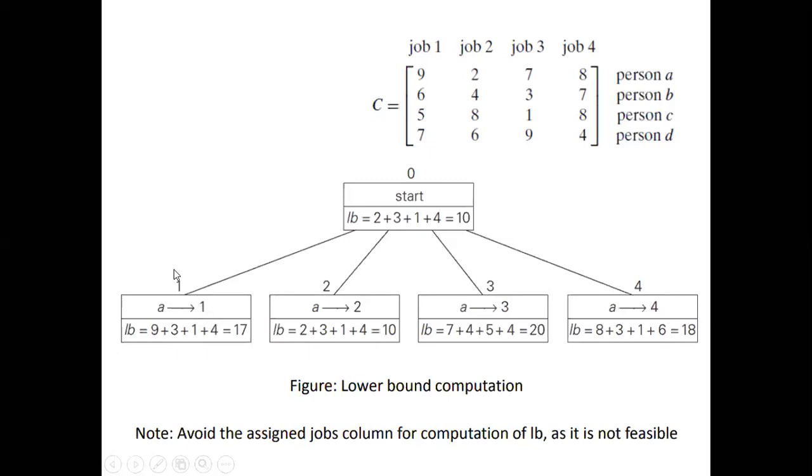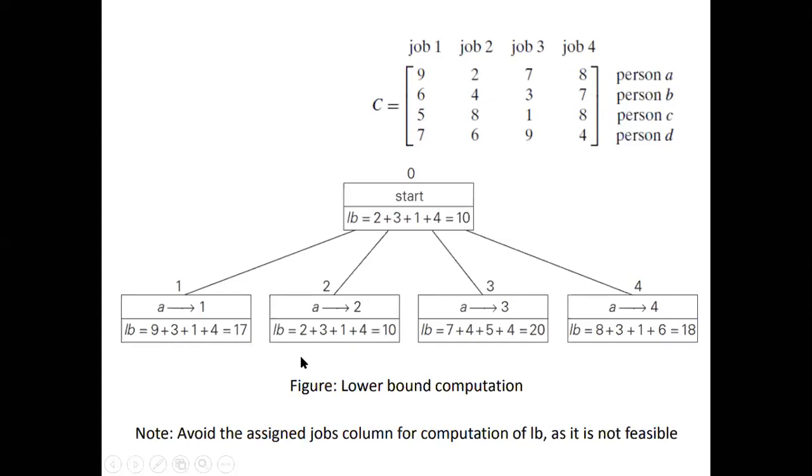If I assign job 1, the lower bound value will change. For person A with job 1, the cost is 9, so it becomes 9 now instead of 2, because we are assigning job 1 to person A. We are checking all possible alternatives. The remaining persons are not affected, so the remaining will be the same: 3 plus 1 plus 4. So 9 plus 8 is equal to 17.